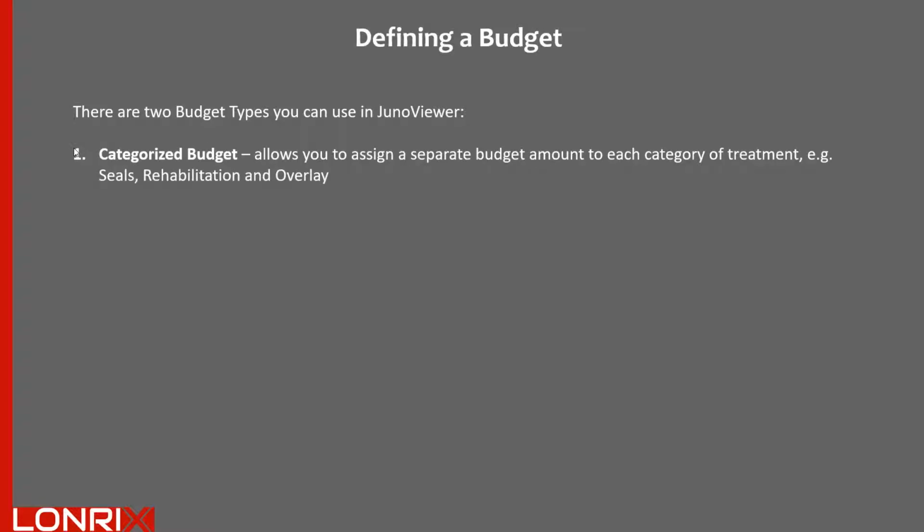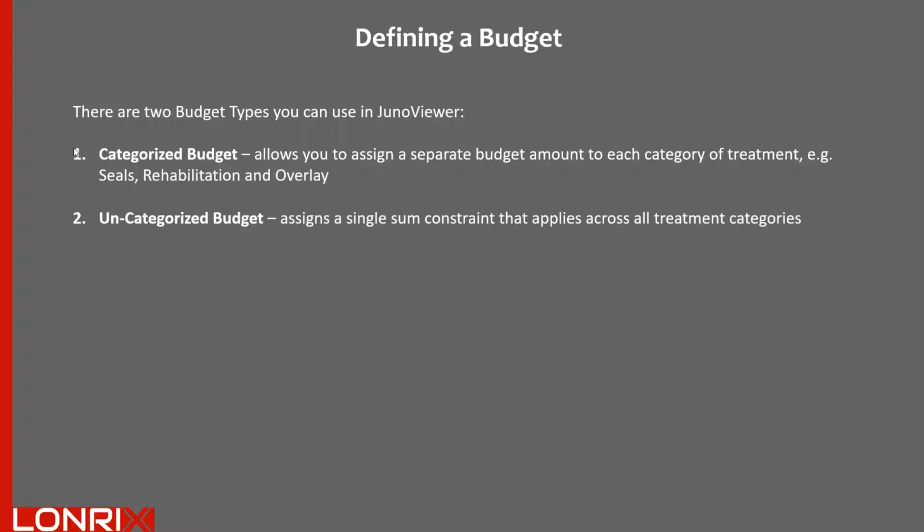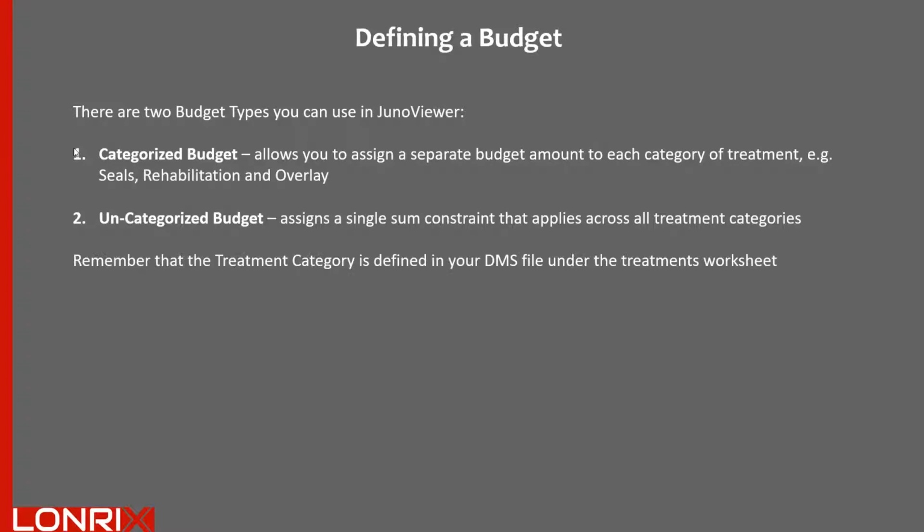A categorized budget allows you to assign a separate budget amount to each category of treatment. For example, you can have one budget that applies to seals, another to rehabilitation, and another to overlay. Then you have an uncategorized budget. It assigns a single sum constraint that applies across all treatment categories. Remember that the treatment category is defined in your DMS file under the treatments worksheet. Let's go and have a look at that.